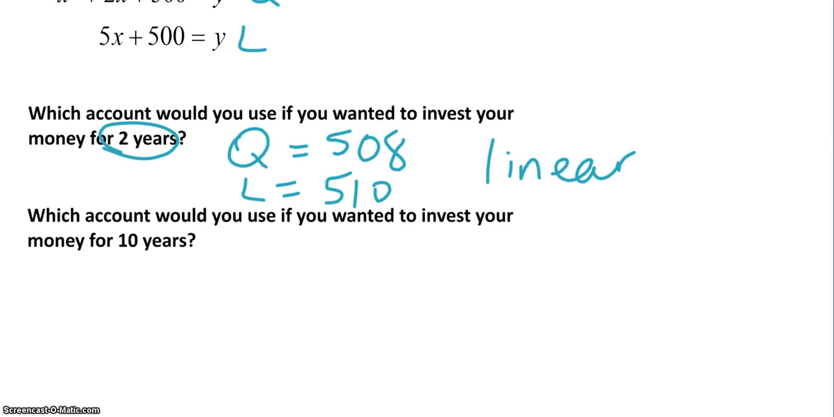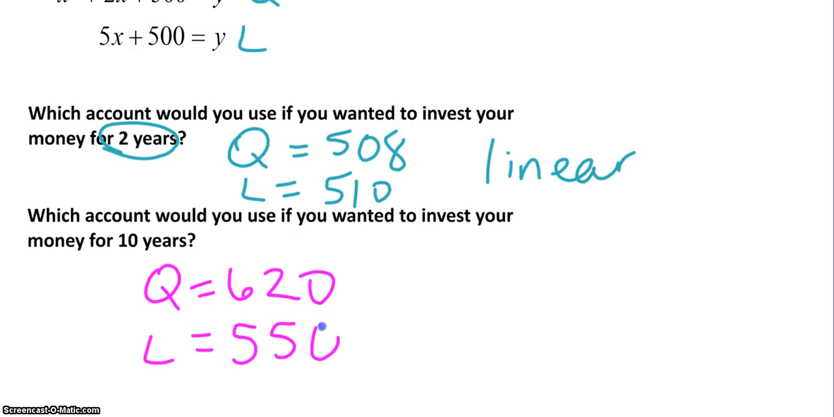Now for 10 years, when I plug in 10 for x, I would get $620 for the quadratic and $550 for linear. So I would definitely pick quadratic because it has a higher rate of change after year 2.